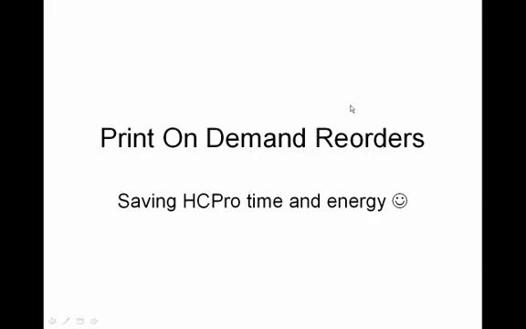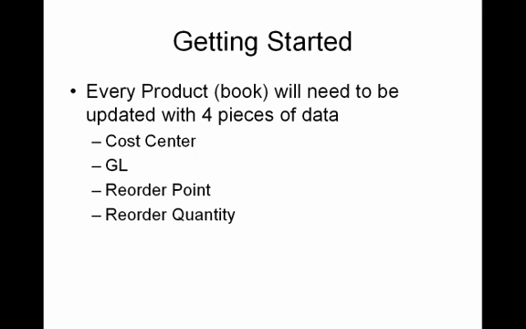All right, this is a short demonstration of the things that we need to do to make print-on-demand reorders a reality. Our overall goal here is to save you some time and energy by helping automate the reorder process. So getting started, every product, or most specifically books, because we're not talking about the CDs or the audios at this point, we're talking about the books, will need to be updated with 4 pieces of data.